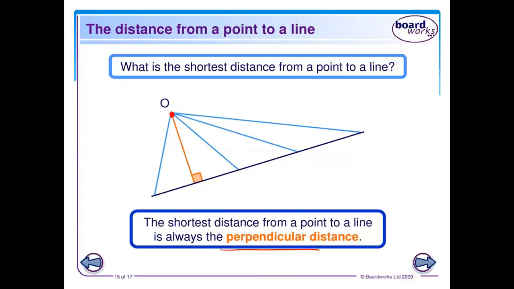What do I mean by perpendicular? Because it forms a letter L and it forms a right angle. So this distance is the perpendicular distance and it's the shortest distance. So always if you want to draw or find the distance from a point to a straight line, the shortest distance is the perpendicular distance. Whatever many lines we draw, the shortest one is the perpendicular.